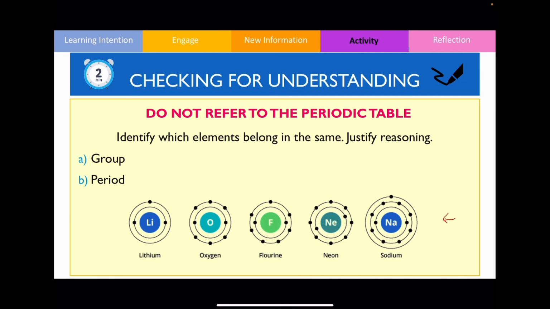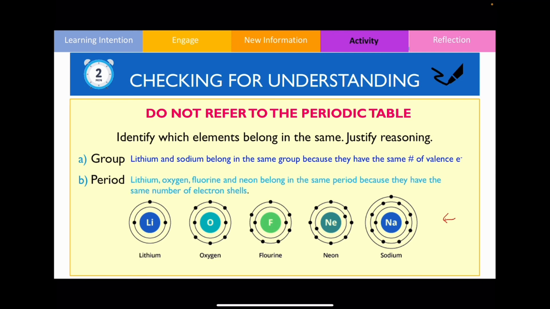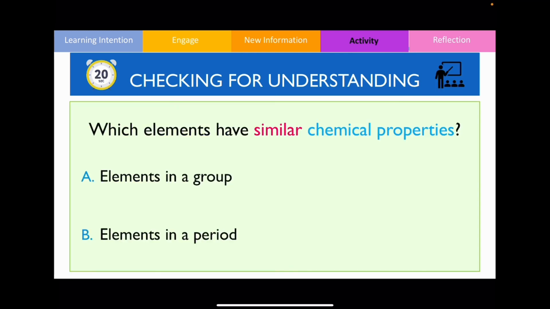So if you answered this question correctly, you should have answered that lithium and sodium are found in the exact same group, and the reason why we know that is because they contain the same number of outer shell electrons. So both lithium and sodium have 1 electron on their outer shell. Elements that are found in the same period should therefore have the same number of occupied electron shells. In this example, lithium, oxygen, fluorine, and neon are all found in the exact same period because they contain 2 occupied electron shells. Have a go at answering a few more questions.